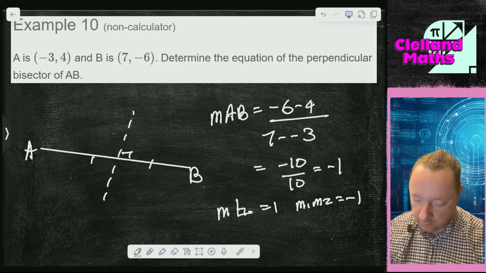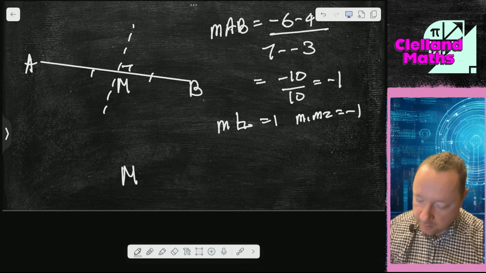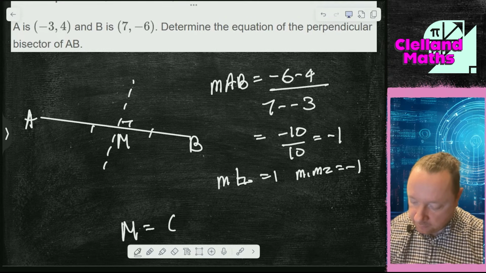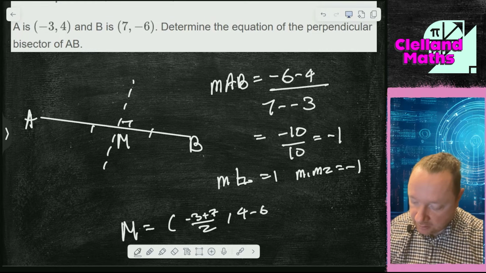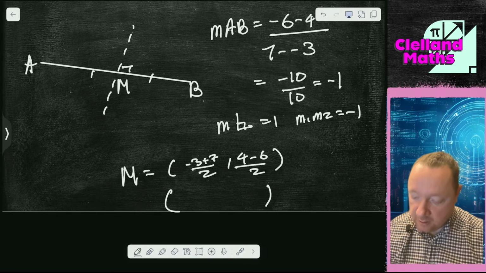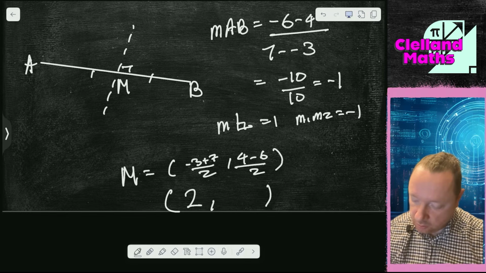Now I find my midpoint. Let's call my midpoint M. Remember, to get your midpoint, you just add the coordinates and halve them. So I've got minus 3 add 7 divided by 2, and 4 plus minus 6, 4 minus 6, divided by 2. So that's going to give me 7 minus 3 is 4, so that's 2. 4 minus 6 is minus 2. Minus 2 divided by 2 is minus 1.